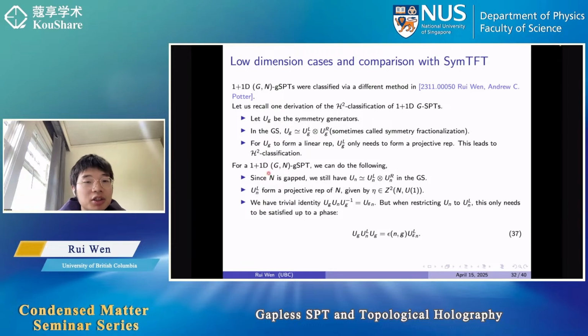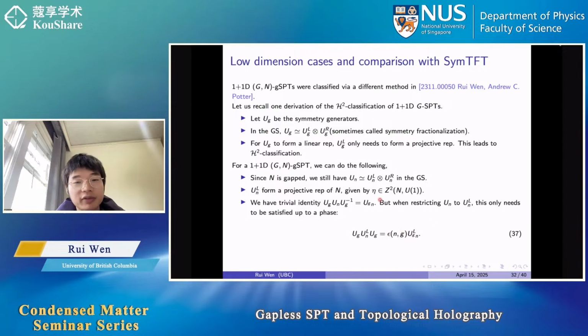So for a 1 + 1D G-n gapless SPT, we can do the following. N is still gapped, right? So we can still do the symmetry fractionalization for U_n. And so U_n will form a projective representation of N, given by some 2-cocycle of N. So we have this trivial identity, which is that if you conjugate U_n with U_g, you get U of g conjugated n. This is trivial. But then when we strip this U_n to one of the endpoints, like say the left one, this only needs to be satisfied up to a phase, right? And the right one can give you the complex conjugate of this phase, and this will be satisfied.